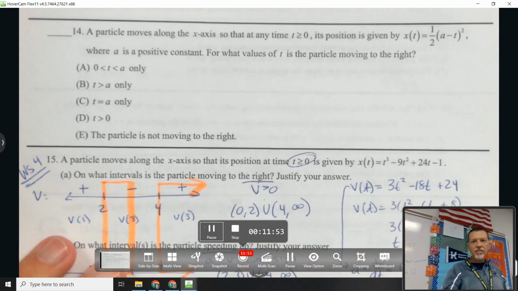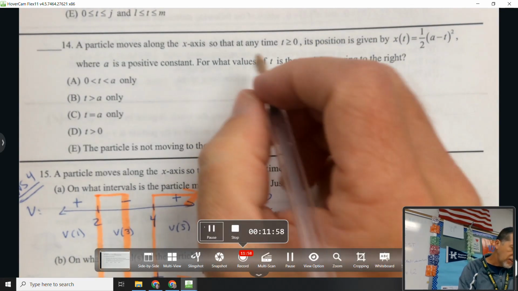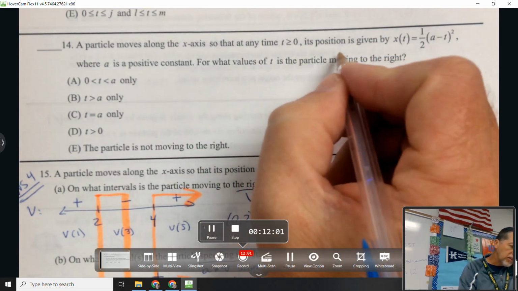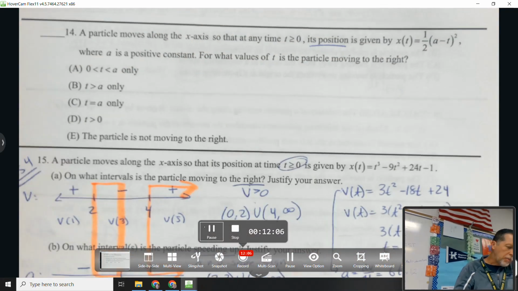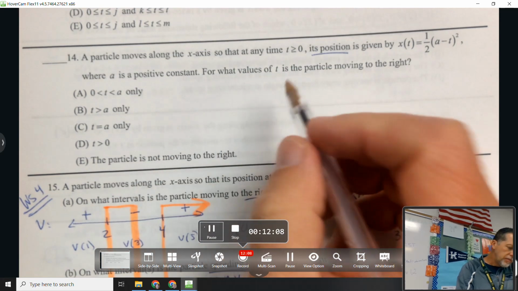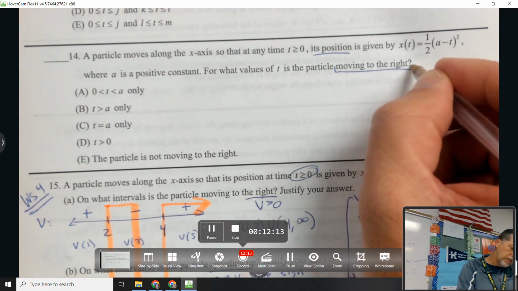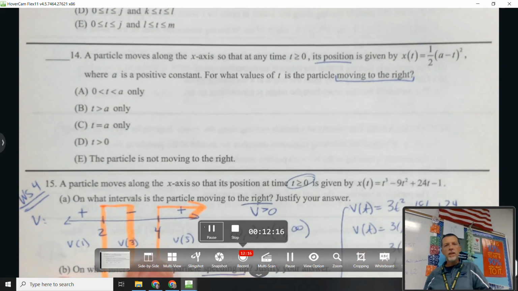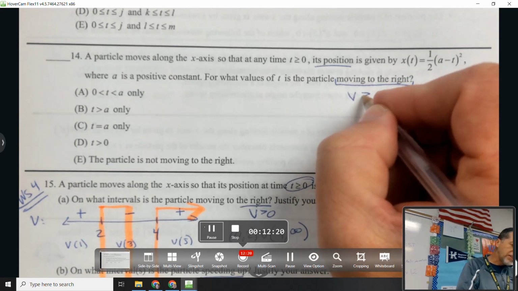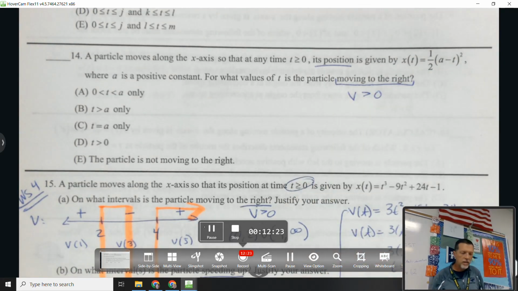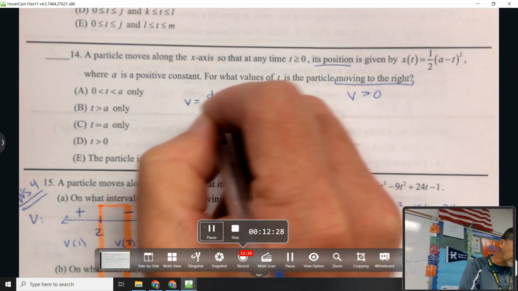Lastly, at least lastly for this video, number 14, particle moves along the x-axis so that any time t greater than 0, its position is this thing, where a is a positive constant. For what value of t is the particle moving to the right? And lots of concepts covered here. Moving to the right means velocity is positive. So I need to find velocity. That would be the derivative of position.